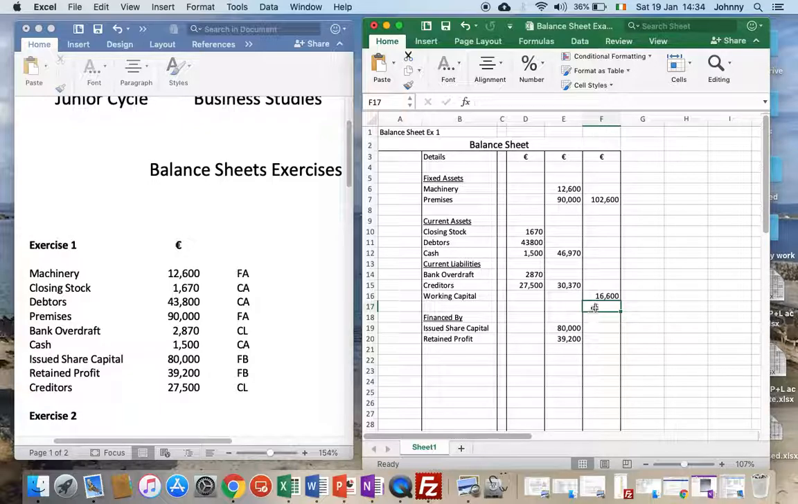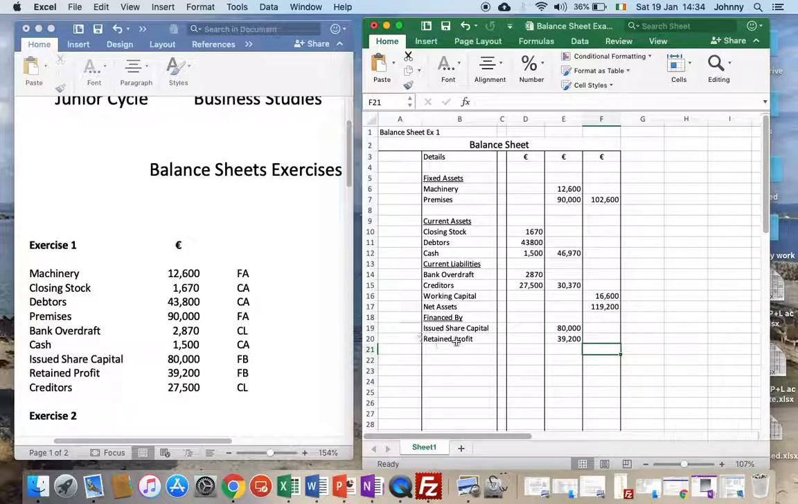So I'm trying to work out a figure for what the business is worth. So this is the cash we have to play around with, the 16,600, plus all the money invested long term. When we add these together, we call it net assets. And we're going to add this together. So we got 16,600 plus the fixed assets 102,600. So this business is worth 119,200.